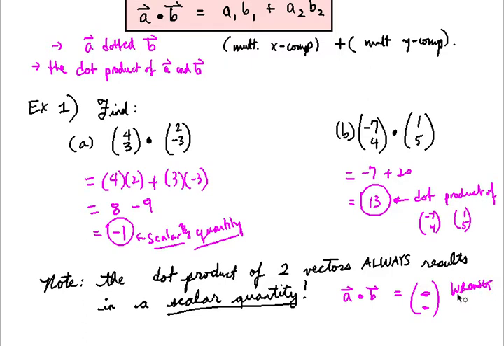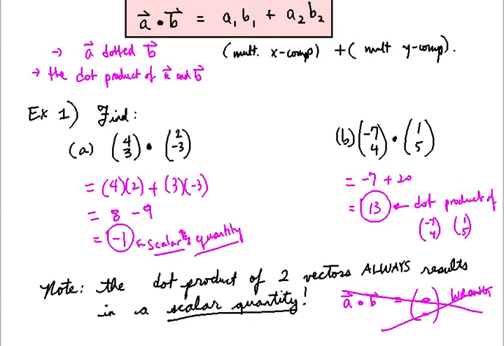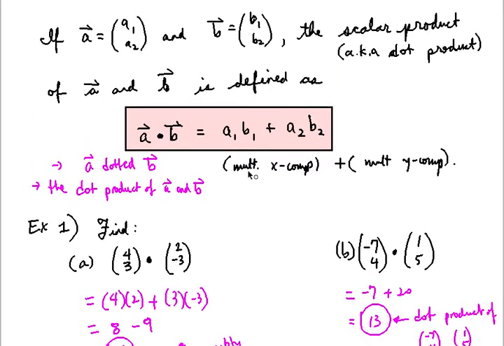Okay? So please check your work. Make sure that you get a scalar quantity. Now I do want to mention here a little bit more about this symbol right here. That's a fat dot. Notice that this is a fat dot and this is a fat dot. So make sure that you use a big, dark dot when you're doing your notation.